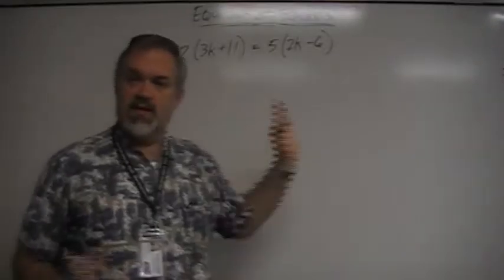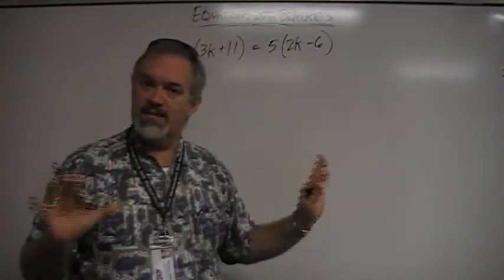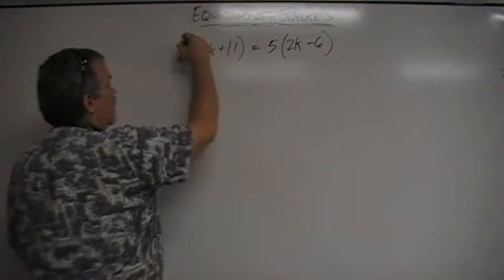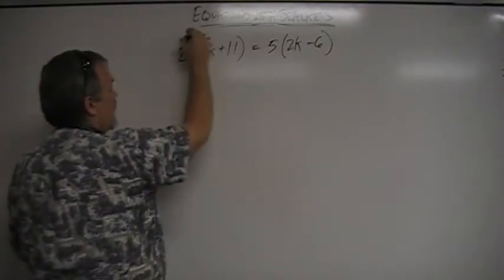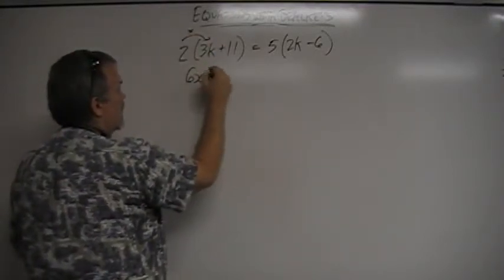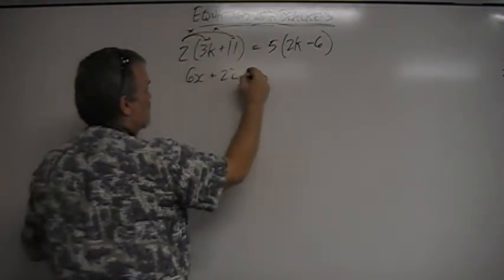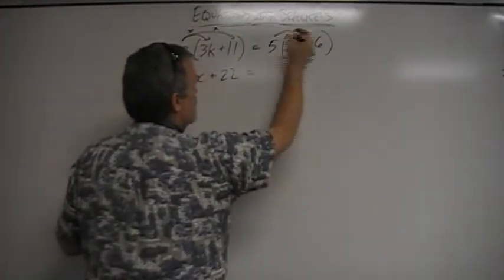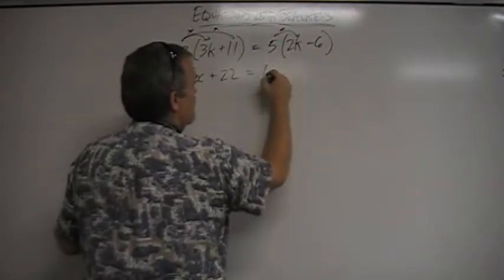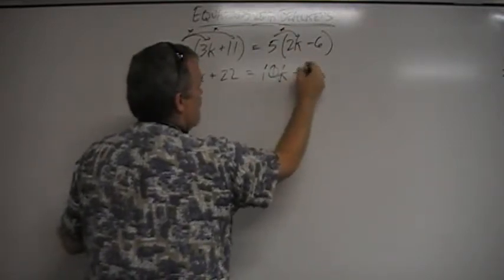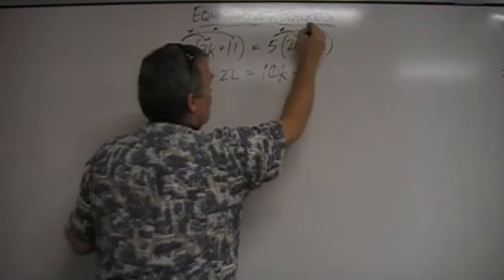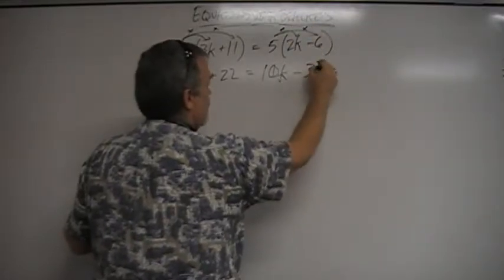Since we have pronumerals on both sides, we're going to start by expanding both sides. Here we have 2 times 3k gives me 6k plus 2 times 11 gives me 22 is equal to, then we'll expand this side. 2 times 5k, 10k, take away 5 times 6 is 30.